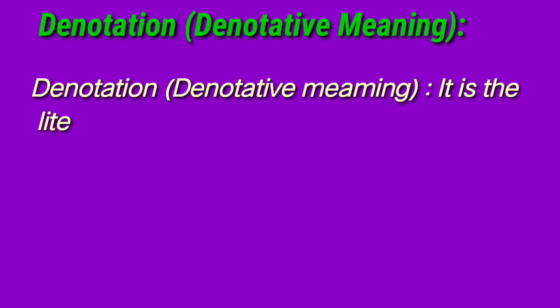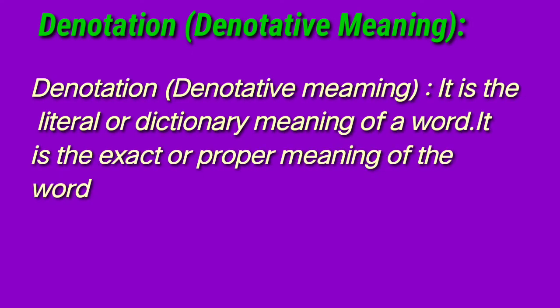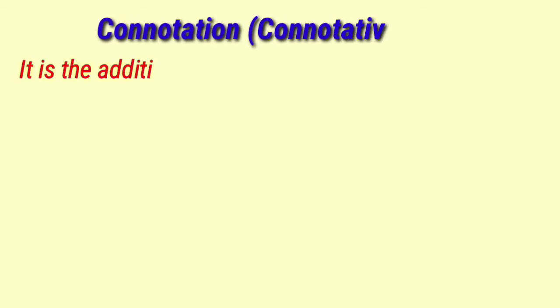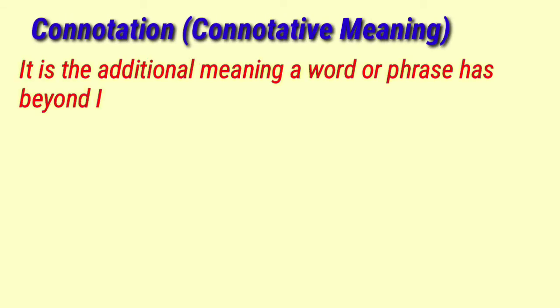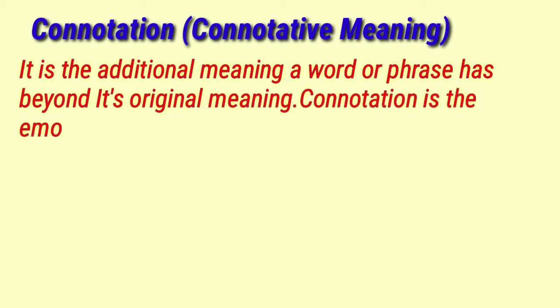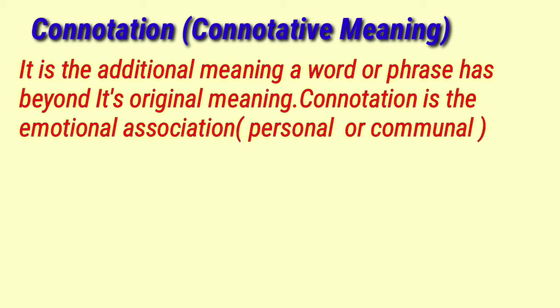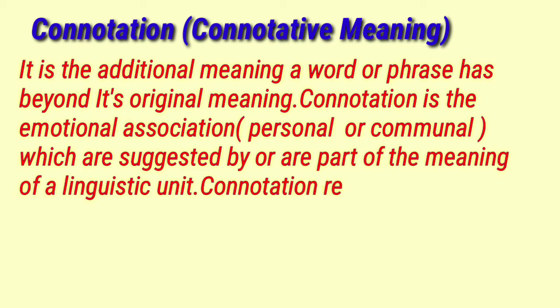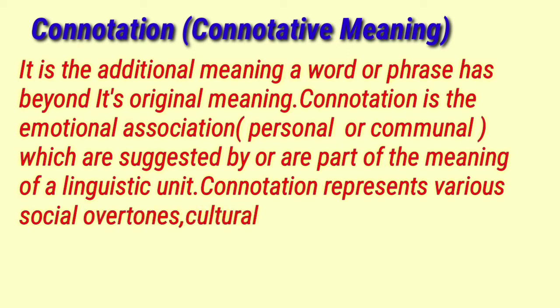Coming to the denotative and connotative meaning, or denotation and connotation. Denotation simply means the literal or dictionary meaning of a word. It is the exact or proper meaning of a word. Connotative means the additional meaning a word or phrase has beyond its original meaning. Connotation is the emotional association, personal or communal, which is suggested by or is part of the meaning of a linguistic unit.